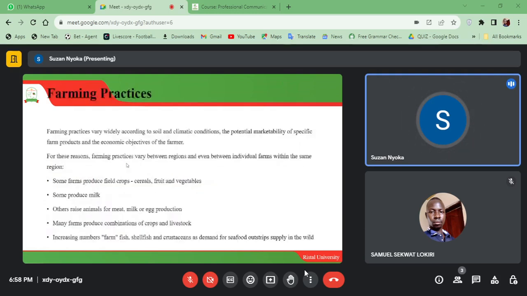Our next is farming practices. Farming practices vary according to soil and climatic conditions, the potential marketability of specific farm products, and the economic objective of the farmer.